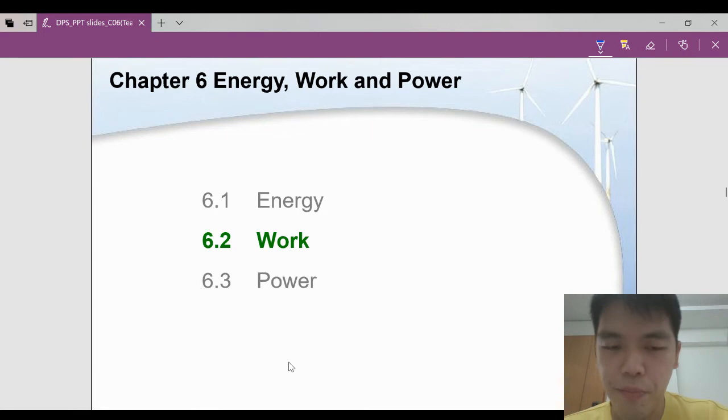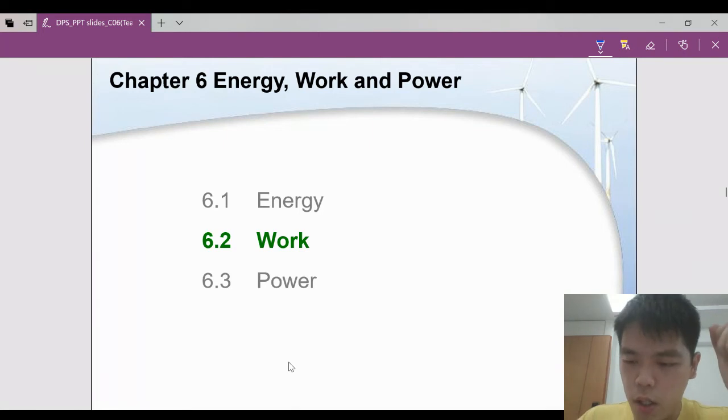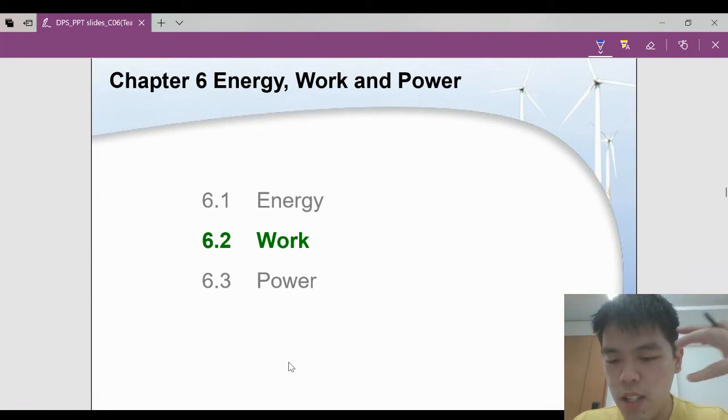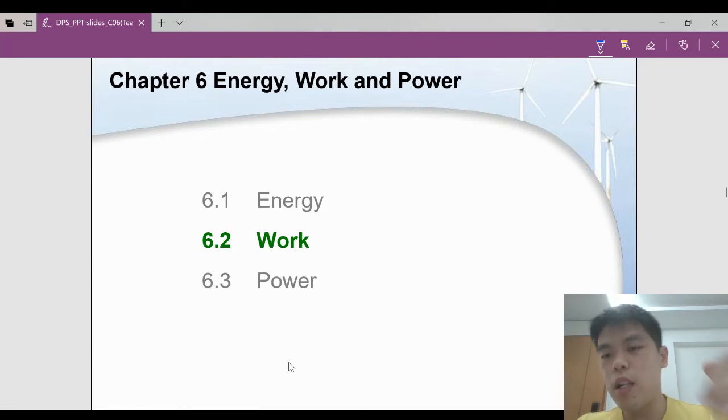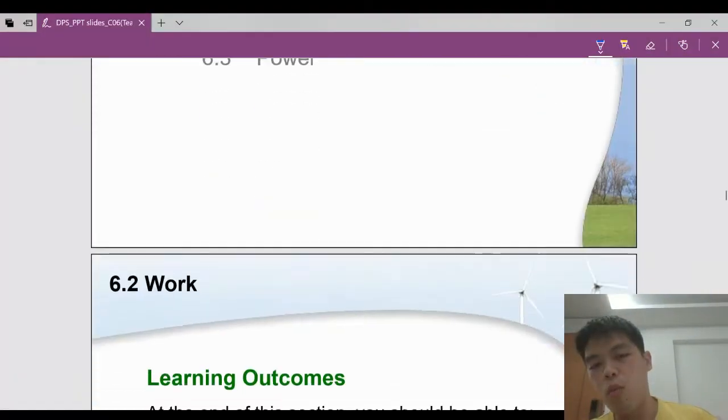It's always constant. So now we'll talk about what we can use this energy for. Remember, energy also allows us to do work. Let's find out more about work.